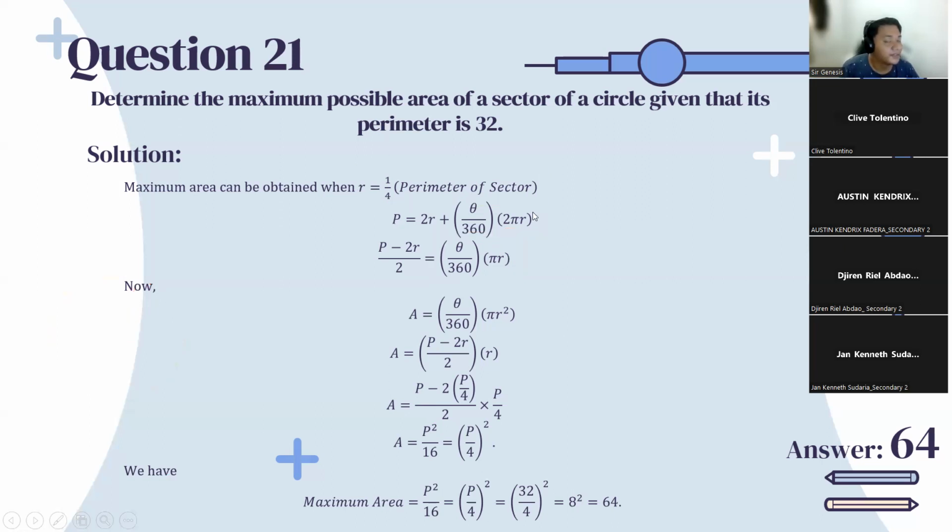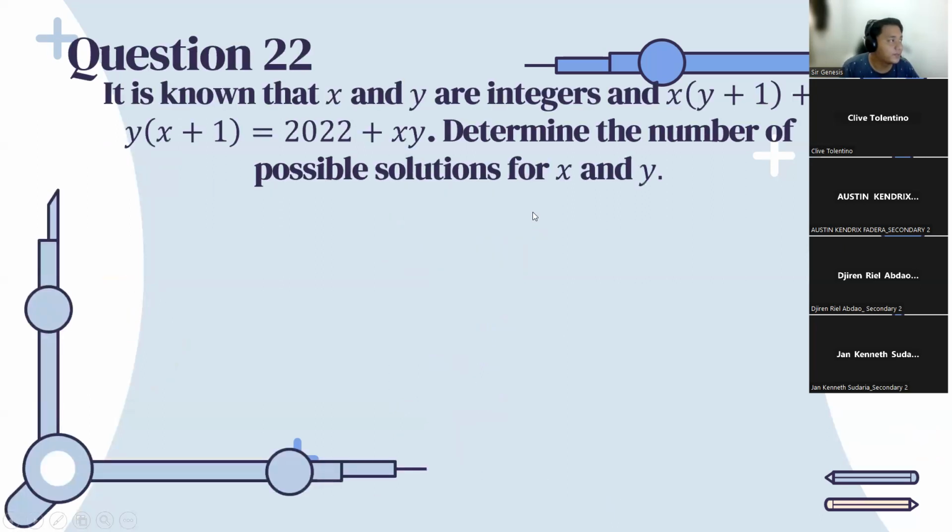Okay, so let's move on to number 22. It is known that x and y are integers, and x multiplied to x plus 1, y plus 1 plus y multiplied to x plus 1 is equal to 2022 plus xy. Determine the number of possible solutions for x and y.